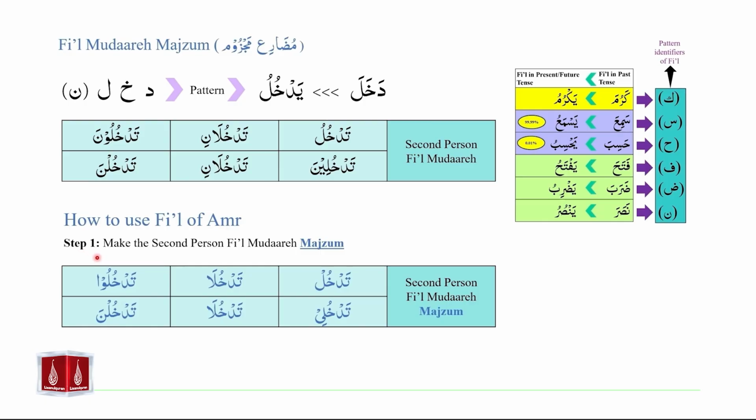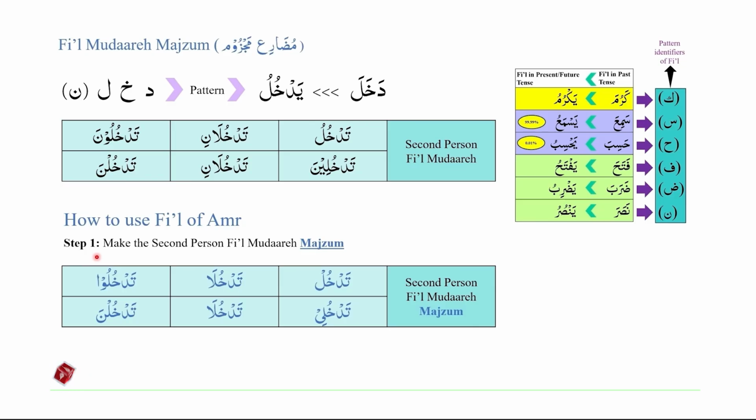Our first step will be to make the second person fi'il mudari majzum. So these examples are of fi'il mudari marfu, and we will convert them into fi'il mudari majzum. Tadkhulu becomes tadkhul. Tadkhulani becomes tadkhula. Tadkhuluna becomes tadkhulu, and we add an alif at the end. Tadkhulina becomes tadkhuli. Tadkhulani becomes tadkhula, and tadkhulna stays tadkhulna.